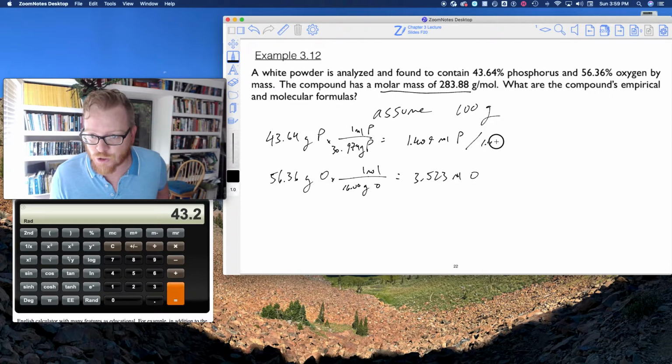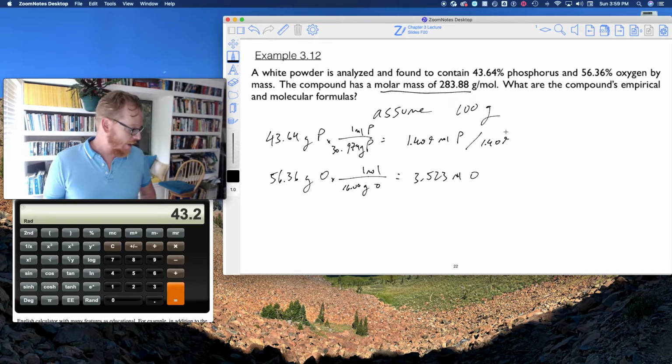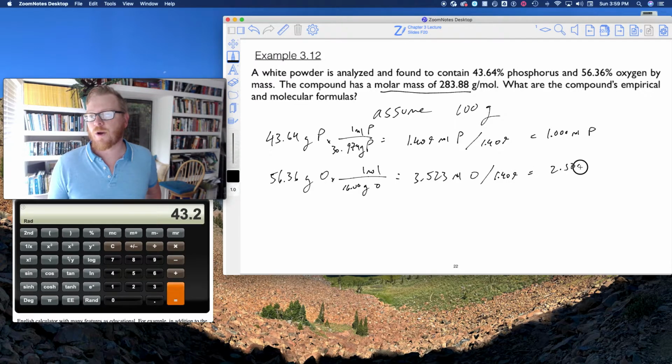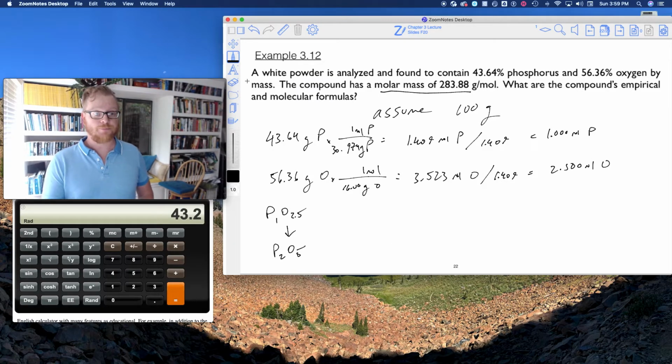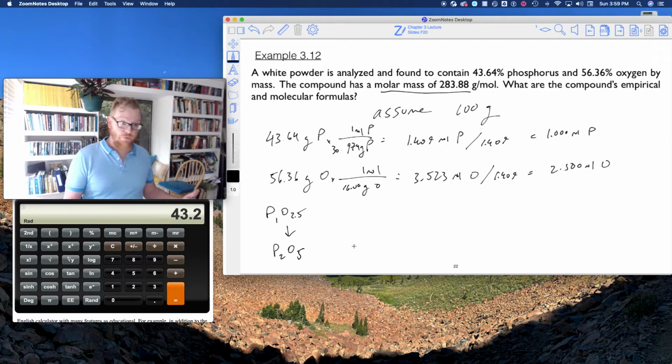by just assuming that the 1.409 is the least common denominator. And that gives me 1.00 moles of phosphorus. And when I divide the oxygen by 1.409, I get 2.500 moles of oxygen. So I can't have P1O2.5, but I can have P2O5, right? That's the same ratio. But now, is this the molecular formula or is it the empirical formula?